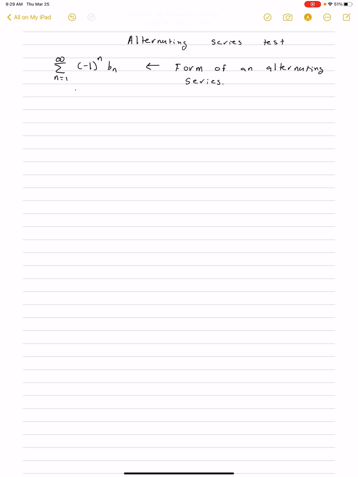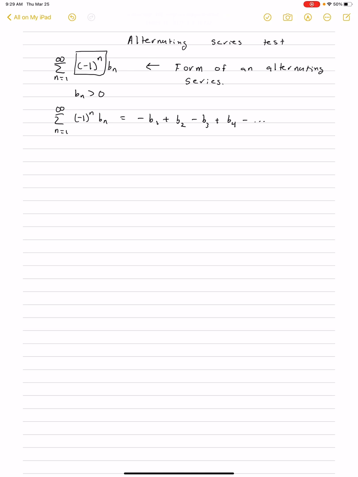And this is where b sub n is a positive term because we've already accounted for the alternating negative part. So for n equals 1, this is negative. For n equals 2, this is positive, etc. So for example, if I was to write out these terms, the first term is going to be a negative b sub 1. The second one is going to be a positive b sub 2. Then it's going to be a negative. Then it's going to be a positive, etc.